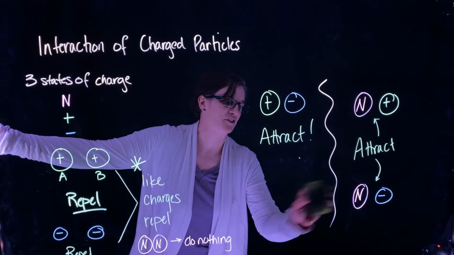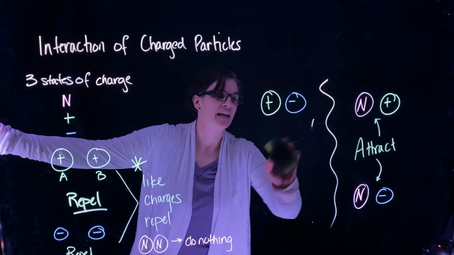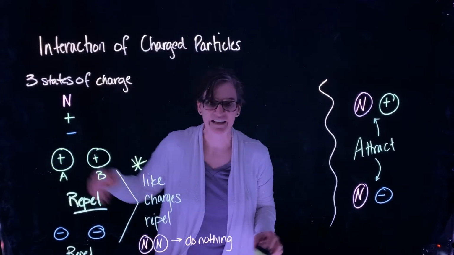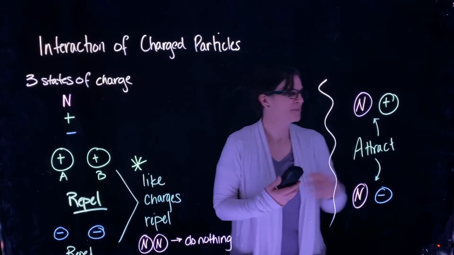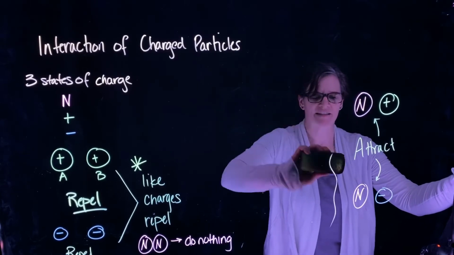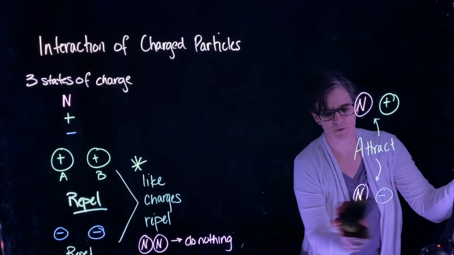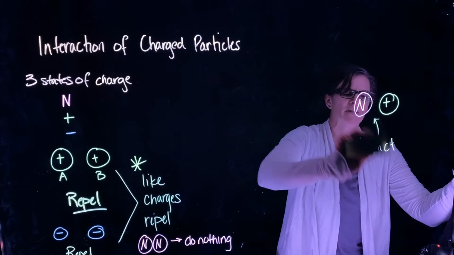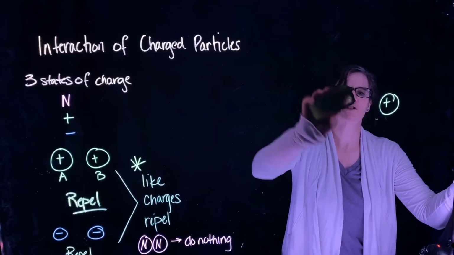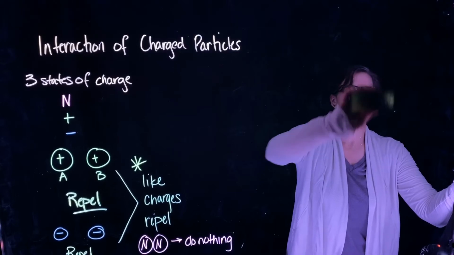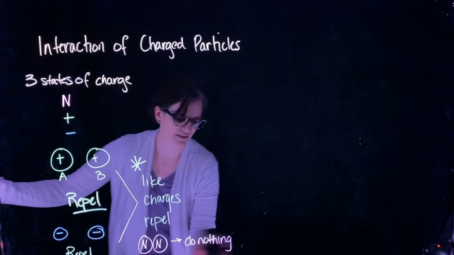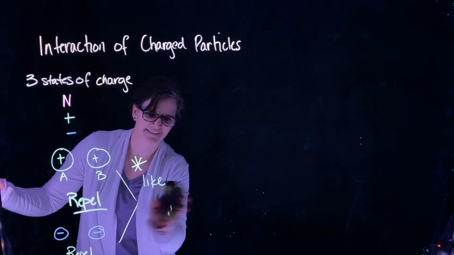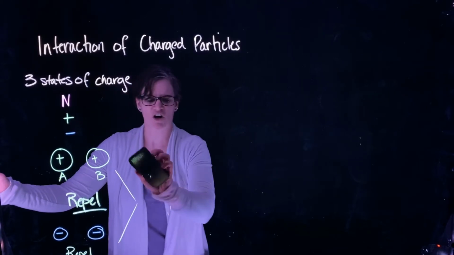When we look at this interaction, we're going to remember that neutral objects are made up, as everything is, of atoms. The atoms in all of these objects that are neutral have the same number of protons as they do electrons, and are neutrally charged. So let's imagine we have a charged particle, and we're going to use the example of a balloon.